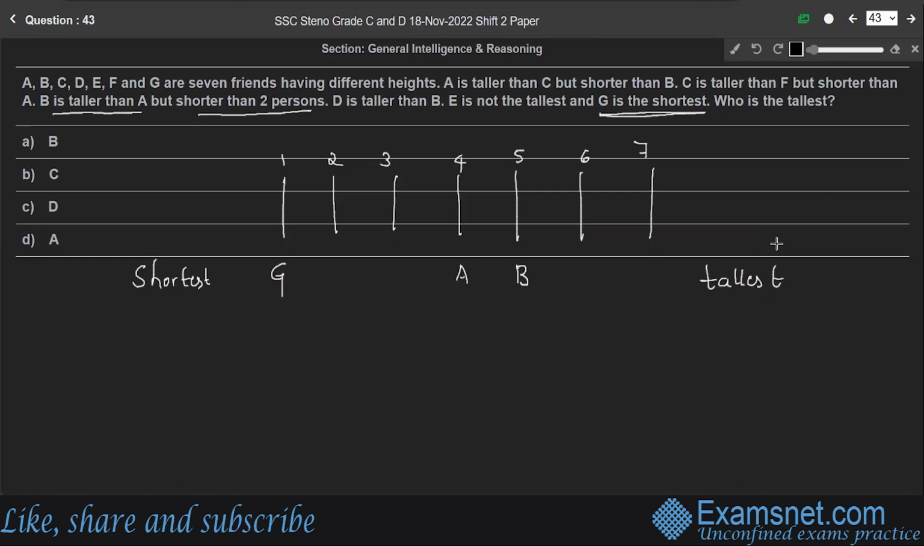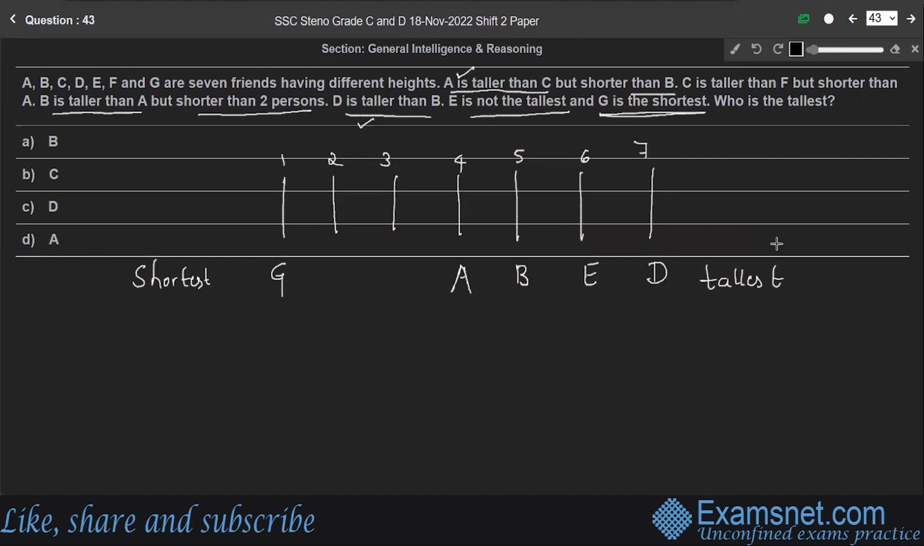And it is given that D is taller than B and E is not the tallest one. So E is not the 7th person. Therefore, E is the 6th person, and D is taller than B is given. Therefore, D becomes the tallest person. Now we'll consider the first point, right? A is taller than C but shorter than B.